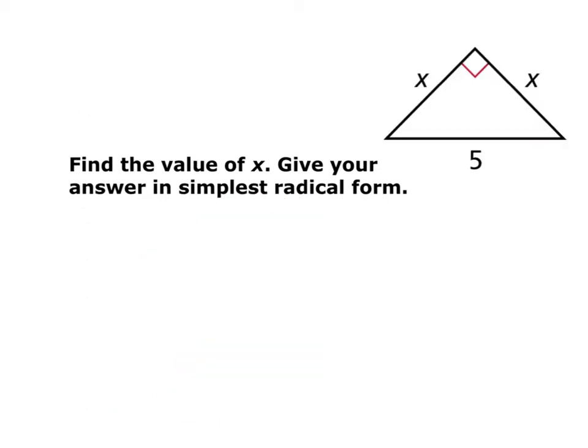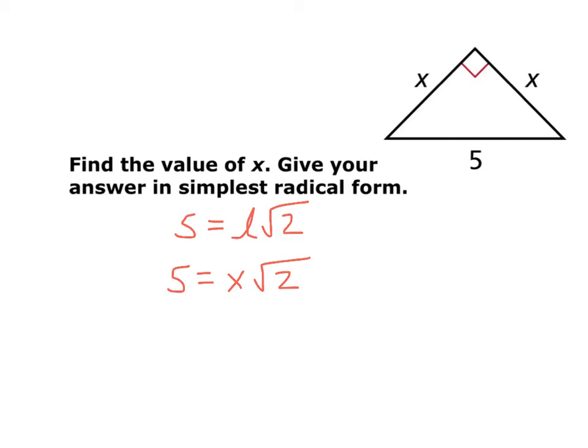Next example. Find the value of x, give your answer in simplest radical form. Now we have that 5 is our hypotenuse. So 5 is equal to the length times square root 2. What is the length of our leg we have here? X. So let's plug x in for L. So 5 is equal to x times square root 2.